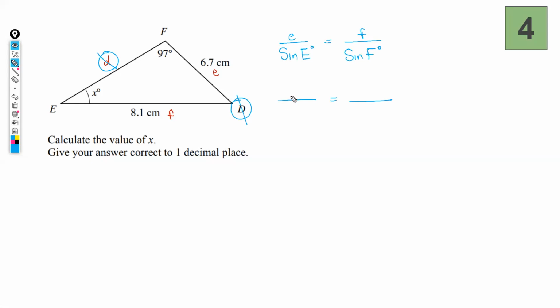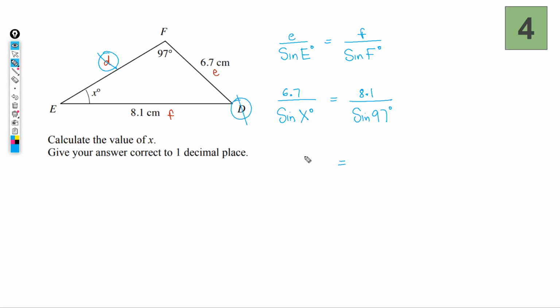Common E is 6.7, and capital E, where's capital E? Oh, that's what we're trying to find. He's angle X. Now you can put E here or X here. It doesn't really matter, right? Common F is 8.1, and the other one is sine F 97. So this one I'm going to do it different. I'm going to find the sine 97 first and then cross multiply.